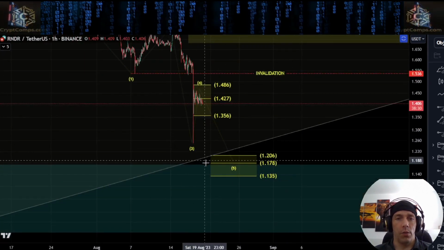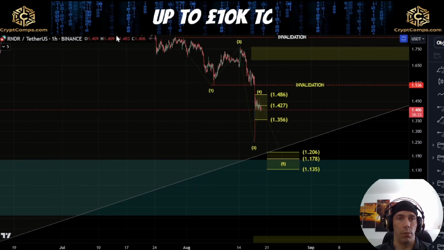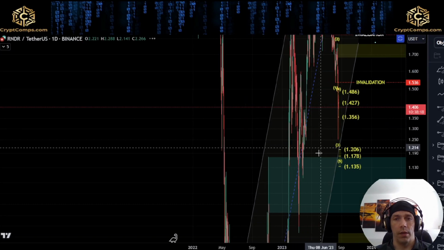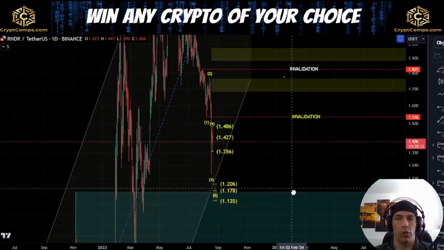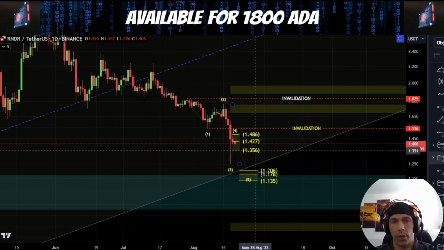This would align very nicely with coming back into the channel, as well as looking to retest this area here of our green box, which, as we talked about earlier, aligns with some highs on the left hand side here. So we're going to be keeping an eye on this zone if we do see price looking to push down into that level.